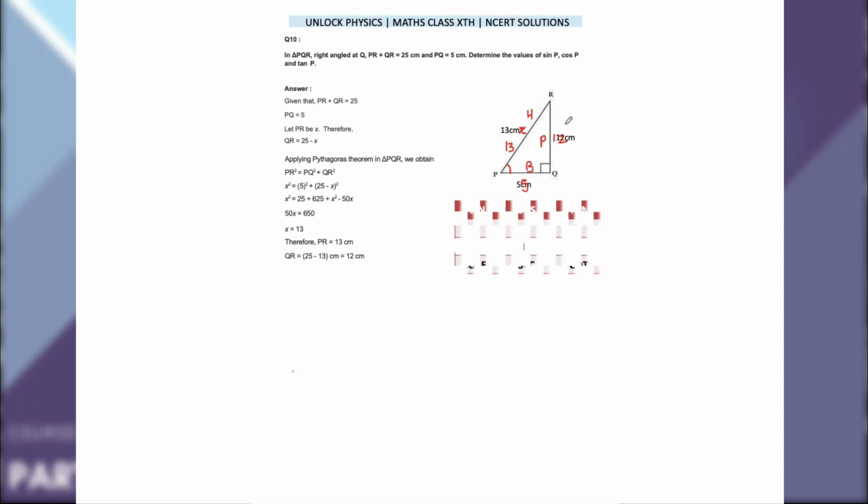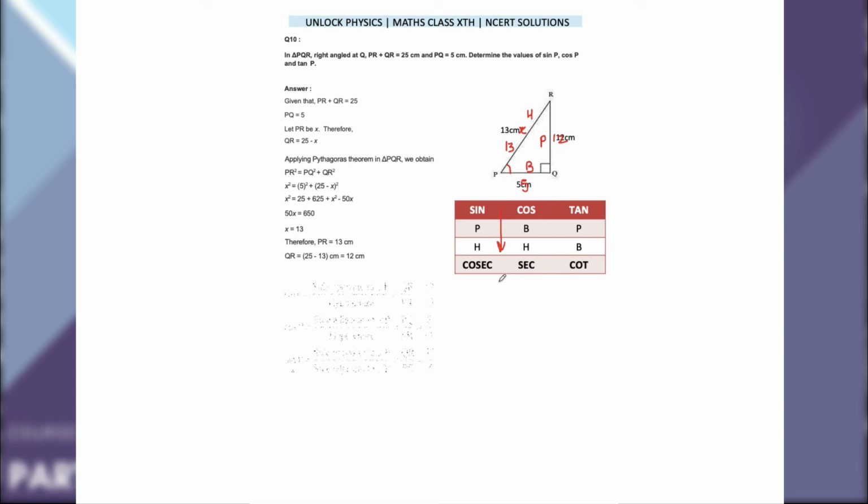So we have our trigonometric ratio table with us. You have to read it from top to bottom because we are talking about sine, cos and tan. So sine P is perpendicular upon hypotenuse, that is 12 by 13. Cos P is base upon hypotenuse, which is 5 by 13. And tan P is perpendicular upon base, which is 12 by 5. So we have determined the value required. Moving on to the next question, question 11.